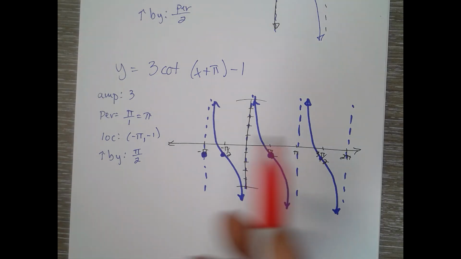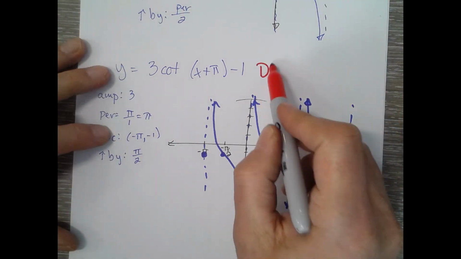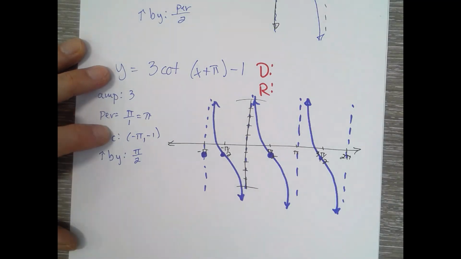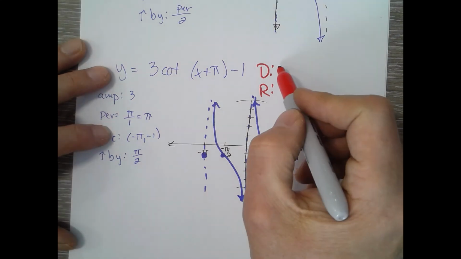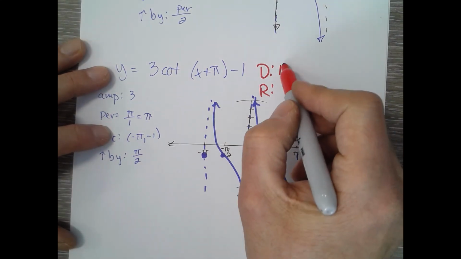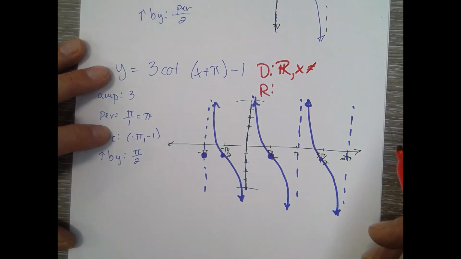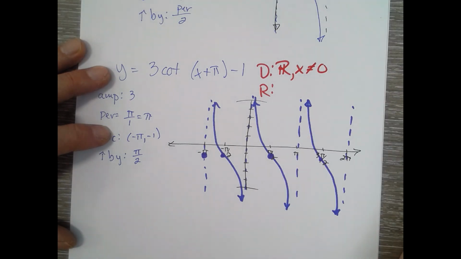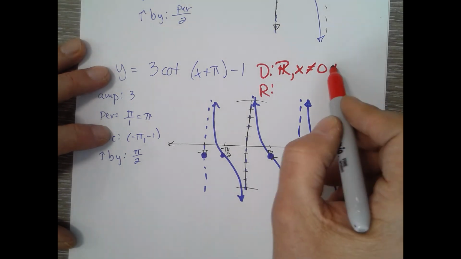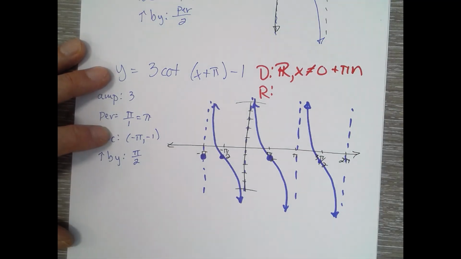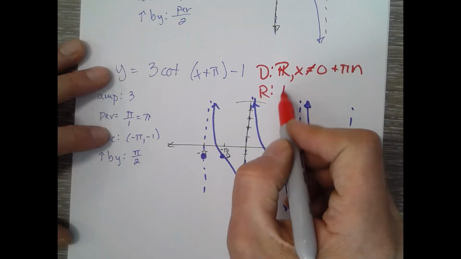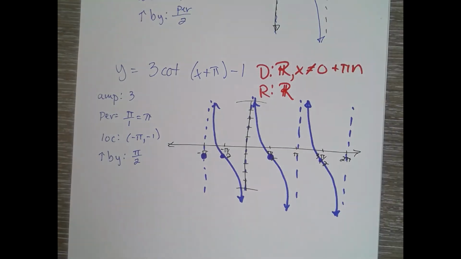All right, who wants to try the domain? Anybody want to try it? What do you got? Say it in a low frequency so I can hear it. All real numbers. x not equal to 0, right? Yep, plus pi n. Very good. You want to try range also? All real numbers. All right, good job. Questions on this stuff?